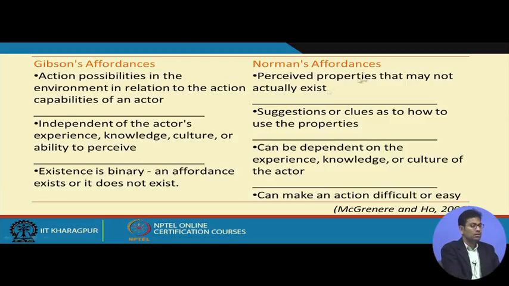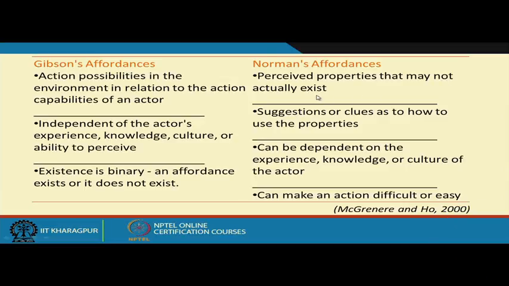So, there are two distinct schools of thought when it comes to affordances. We have Gibson's criteria of affordances, and we have Norman's criteria of affordances. These are pretty simple to understand. Gibson gives action possibilities in the environment in relation to the action capabilities of the actor, whereas for Norman, perceived properties that may not actually exist.